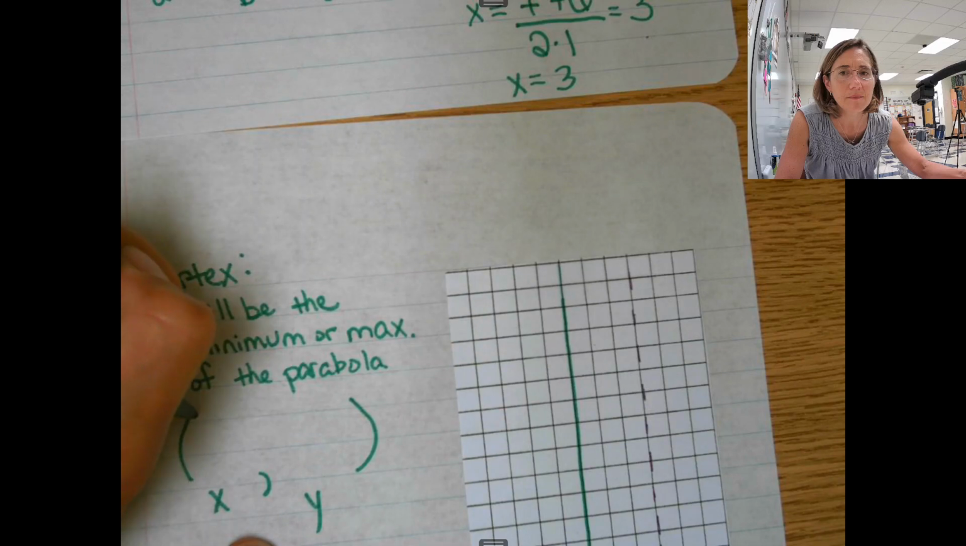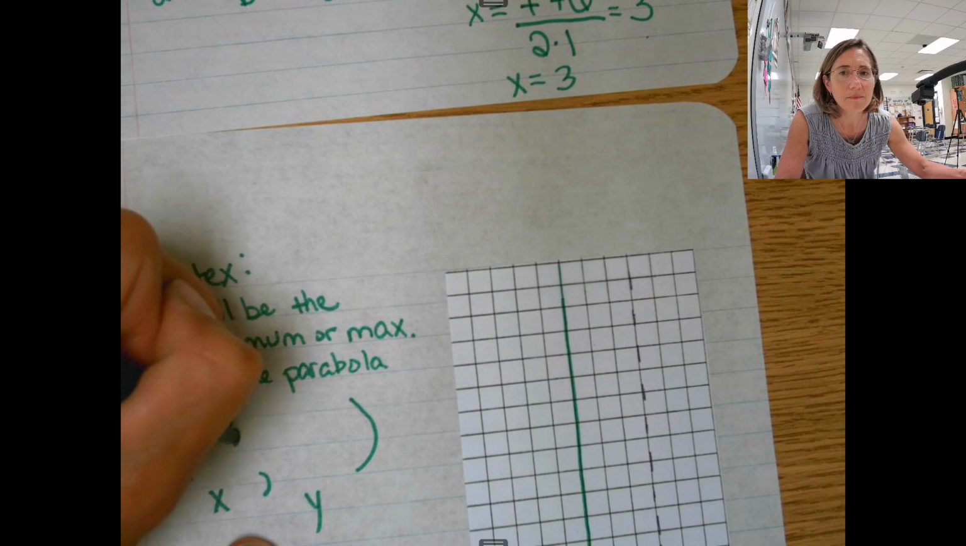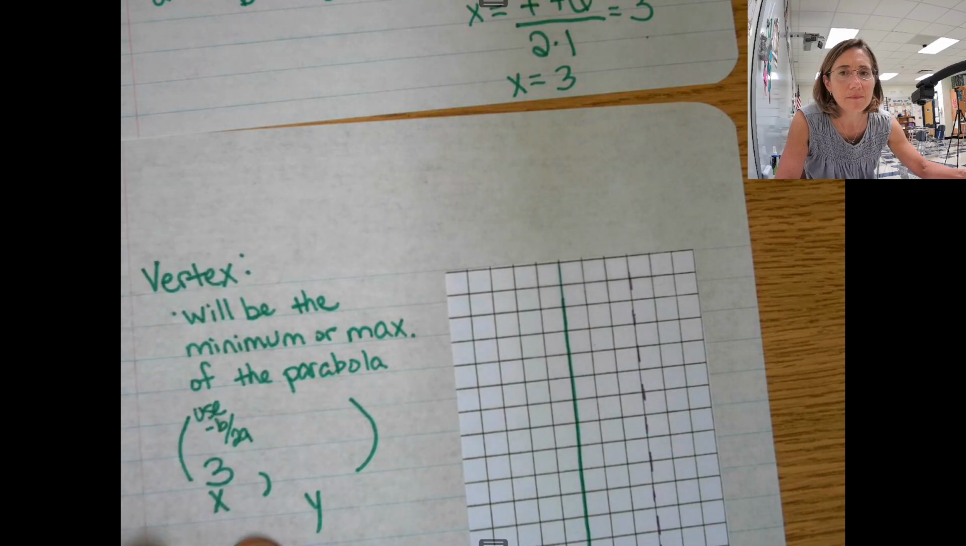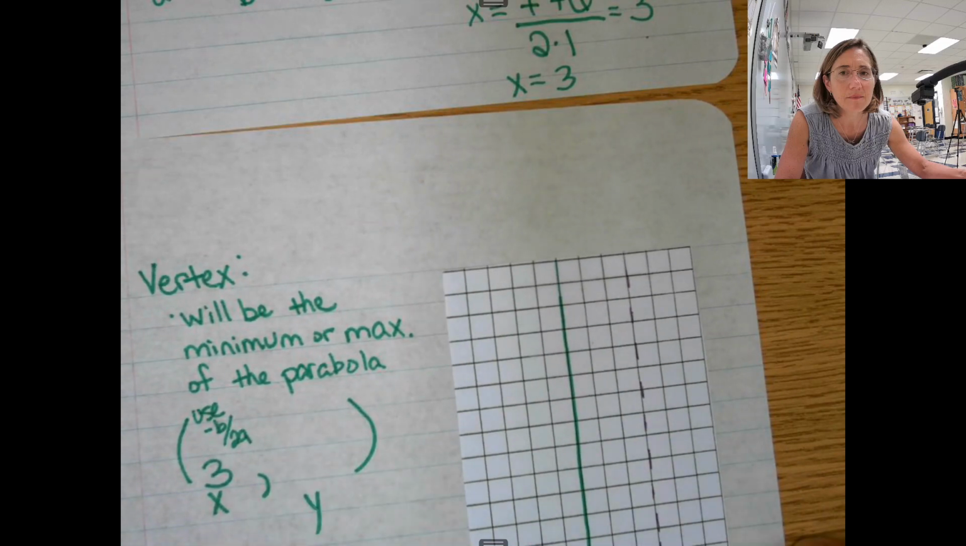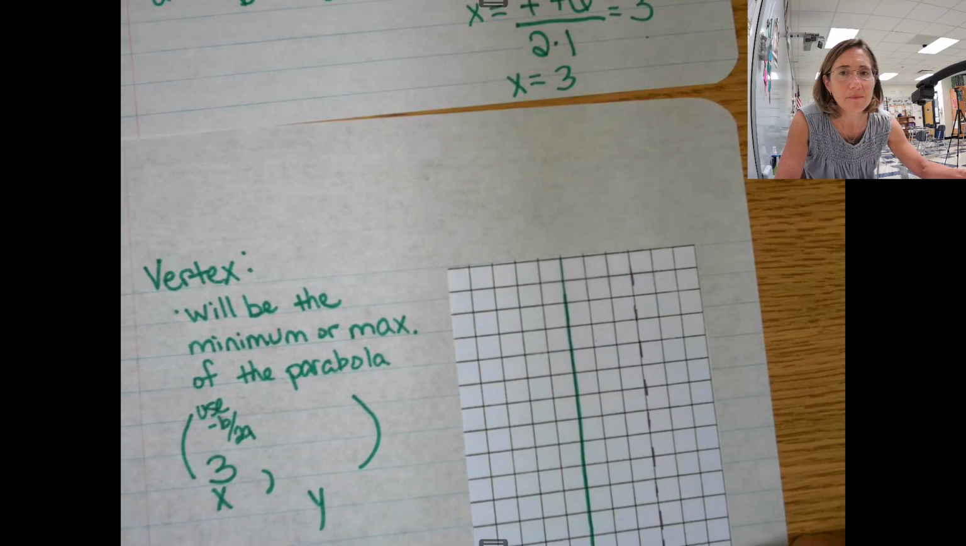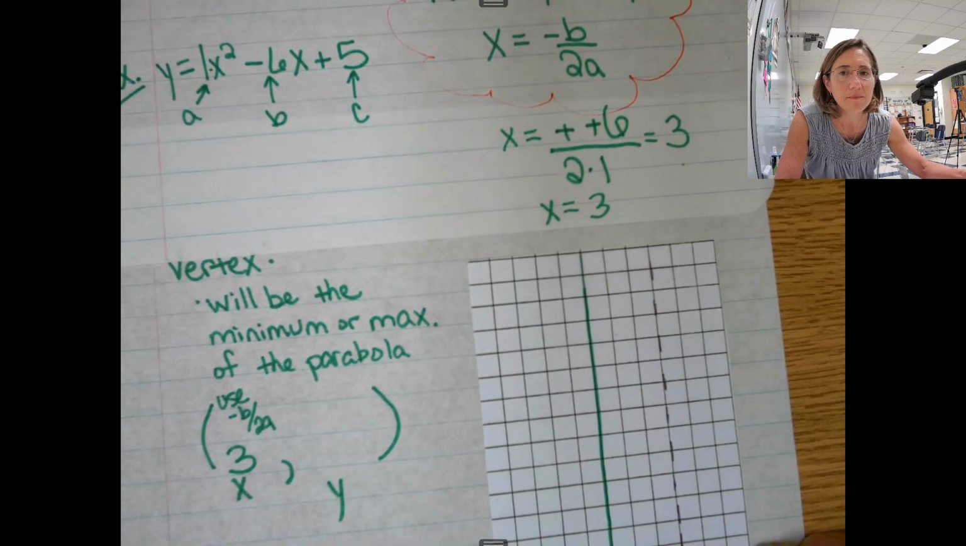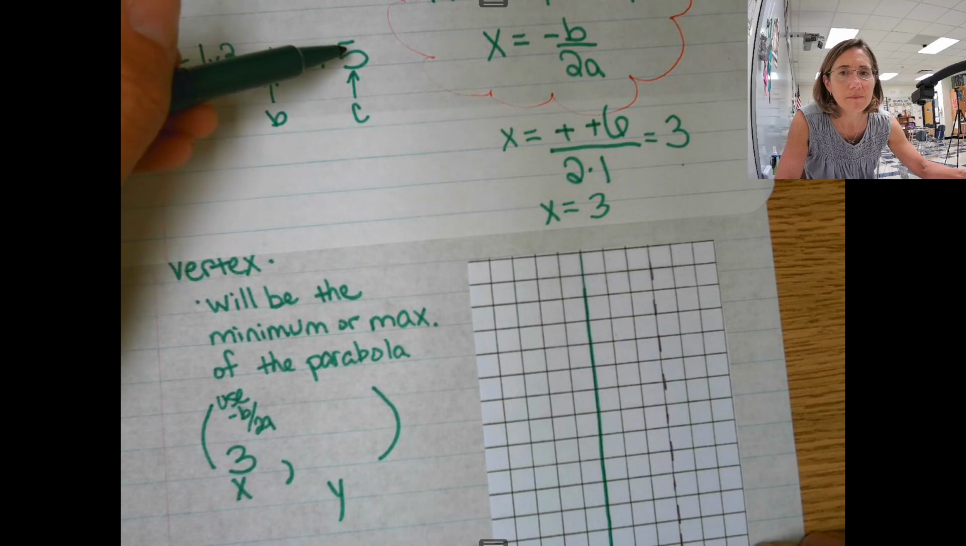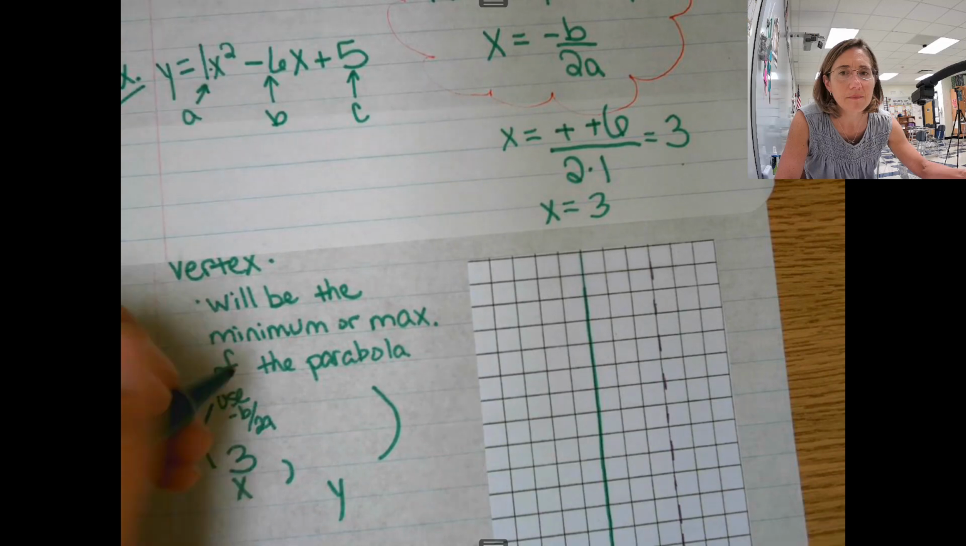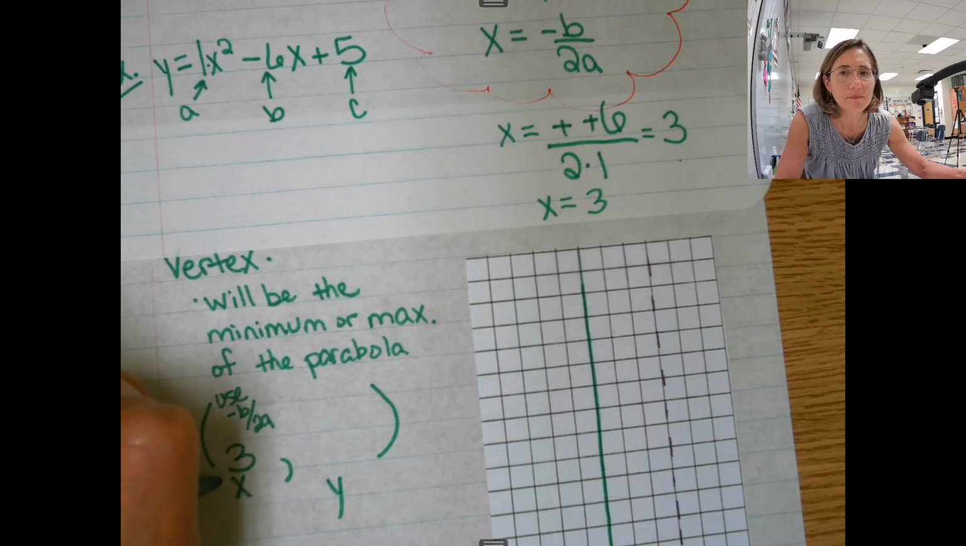So I'm going to put that we use negative b over 2a here. And for this example, this is a 3. So I know that that vertex is somewhere on that purple dotted line. I just don't know where yet. So if I know the x value is 3, and I have the equation right here, y equals 1x squared minus 6x plus 5, what we're going to do is take that x value and plug it in.